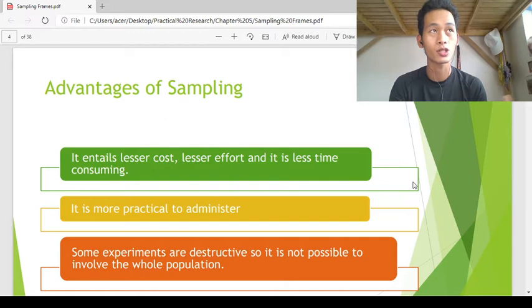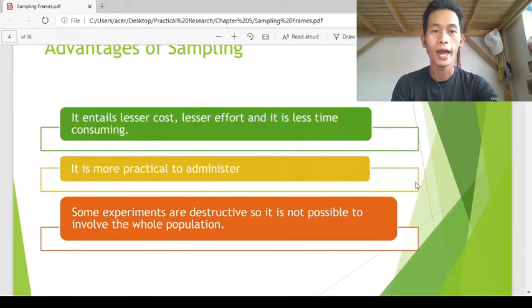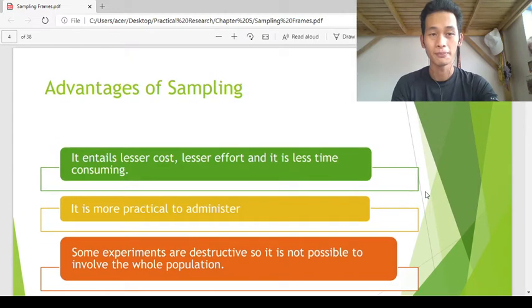Sampling entails lesser cost because you don't need to distribute questionnaire checklists. You don't need to interview the whole population because you only select representatives who will represent the population, diba? So it is lesser cost, lesser effort, and less time consuming. It is more practical to administer. Sampling is more practical to administer, and some experiments are destructive, so it is not possible to involve the whole population. Those were the advantages of sampling, diba?